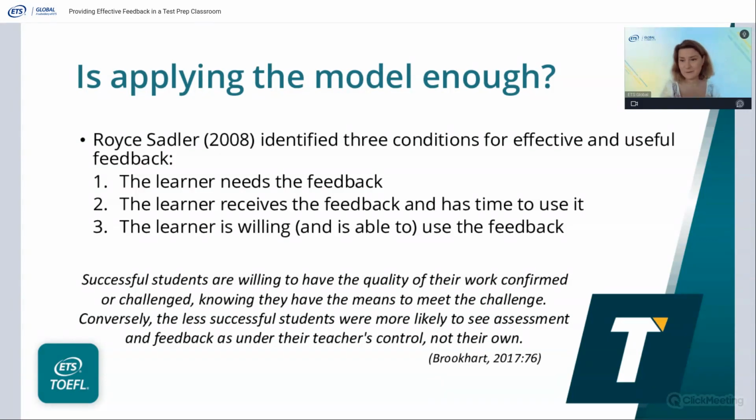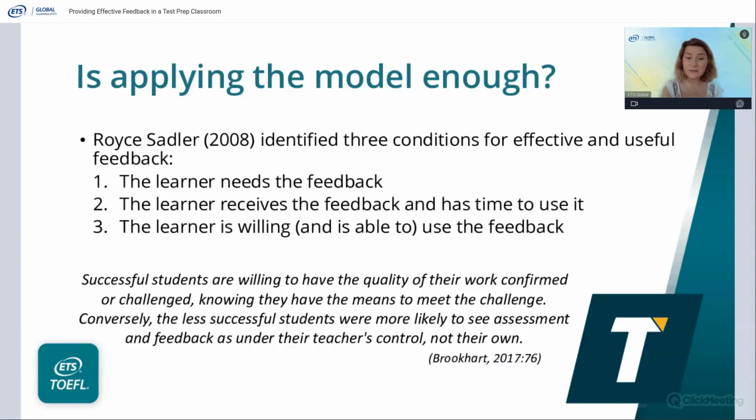First, the learner needs the feedback, because if the learner doesn't feel they need the feedback, even if we provide it, it will not have the effect. Second, the learner receives the feedback and has time to use it. Sometimes we can provide the feedback, and the learner can even admit that it's valid, but may not have time to actually use it. So they may not have an opportunity to perform a similar task and actually take advantage of the feedback.